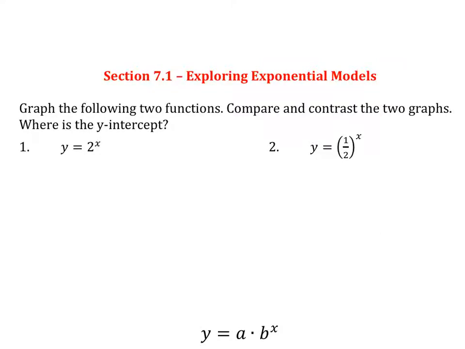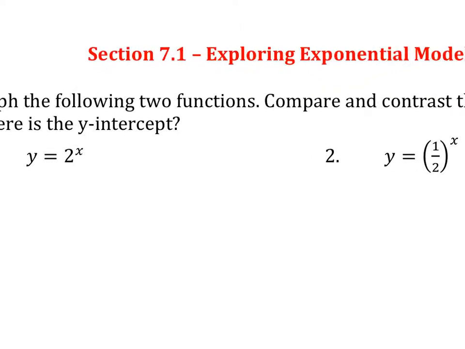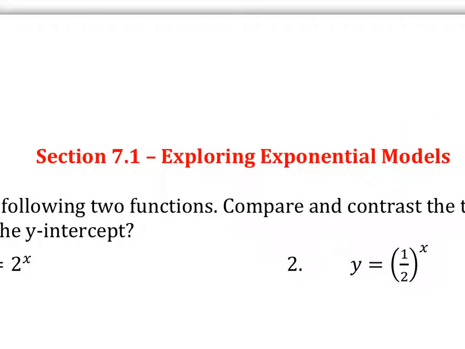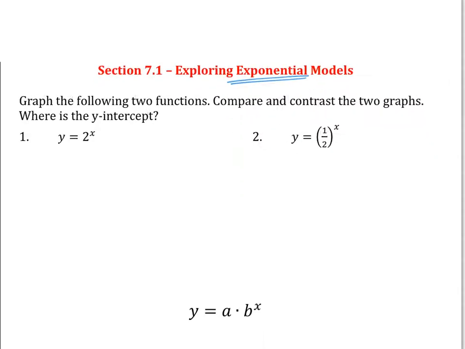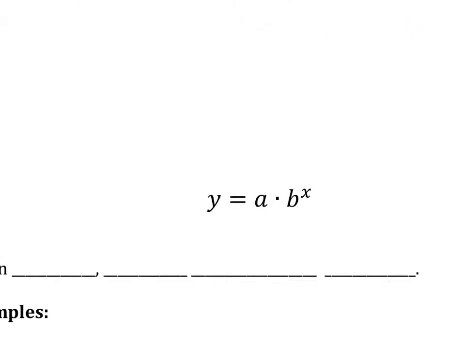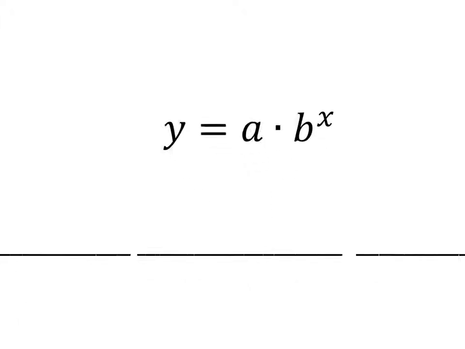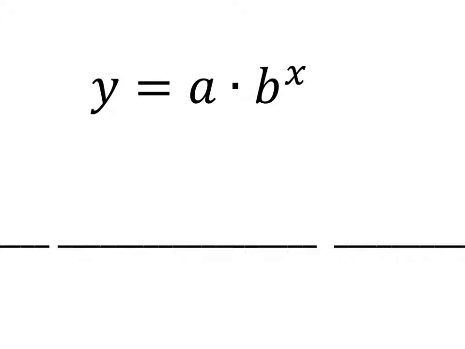Okay, we are going to graph some exponential models. Every chapter pretty much is about one parent function, and this parent function we're talking about is called the exponential model. In general it's like this: y equals a times b to the x. This is the general shape of it.